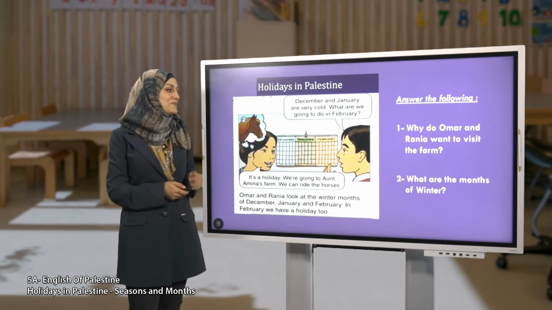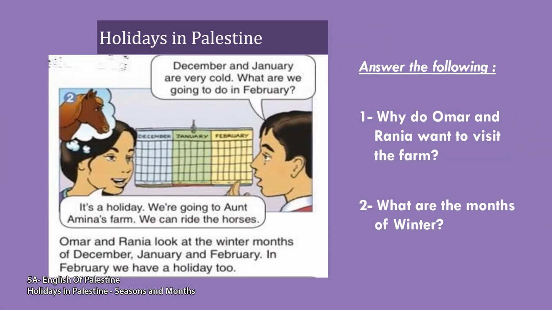Listen carefully. Omar and Rania look at the winter months of December, January, and February. In February, we have a holiday too. December and January are very cold. What are we going to do in February? It's a holiday. We're going to Aunt Amina's farm. We can ride the horses.